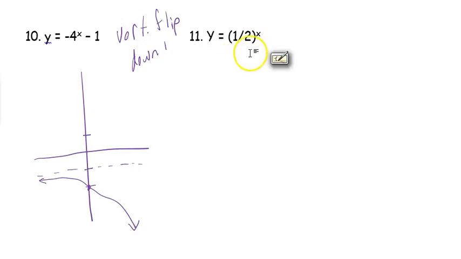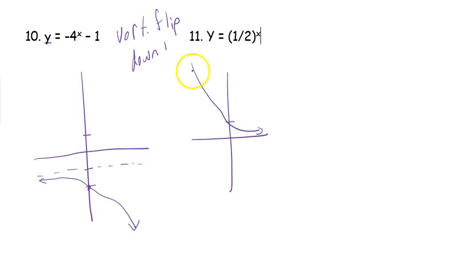Okay, I wanted to show you an example that had a base that was between 0 and 1, and so this is a base of 1/2. And I just want you to remember when that happens that it is a decay graph. It's going downhill. This one doesn't have a number in front, and so it's going to cross at 1, but it's going to go downhill. Your horizontal asymptote will affect it on the right side. It will go up toward infinity on the left side.